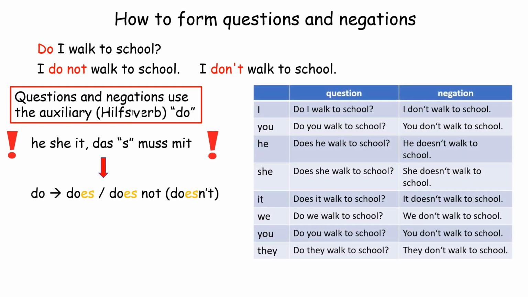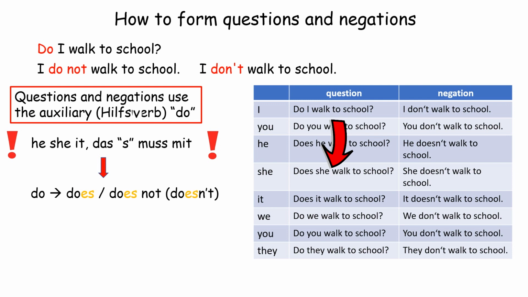Let's read it out together. This way you can practice your pronunciation. Do I walk to school? I don't walk to school. Do you walk to school? You don't walk to school. Does he walk to school? He doesn't walk to school.